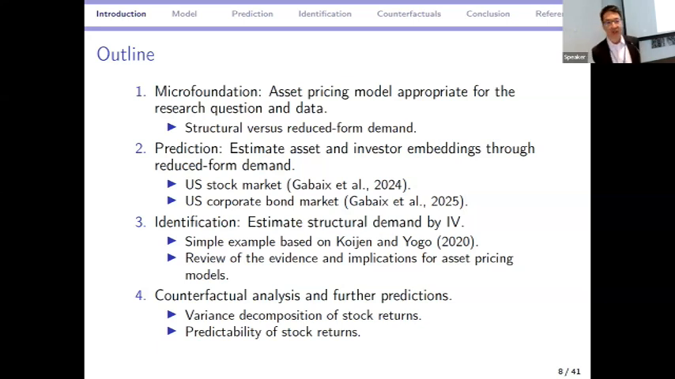Now, once you identify demand curves, you have elasticities and demand shifters that are identified. That's going to give us a lot of input into how we calibrate things like preferred habitat models or structural models of macro asset pricing. So I want you to think about these demand elasticities and demand shifters as essential moments to test existing models and to develop new ones.